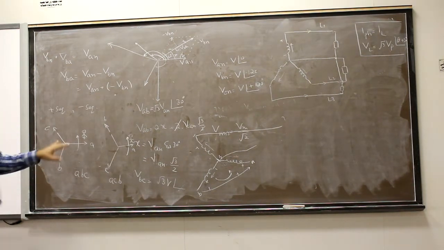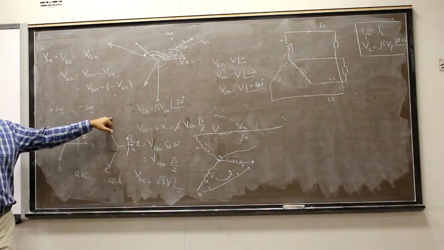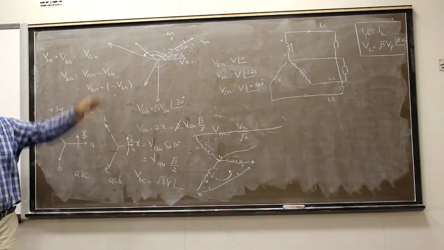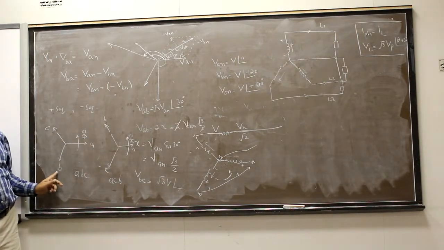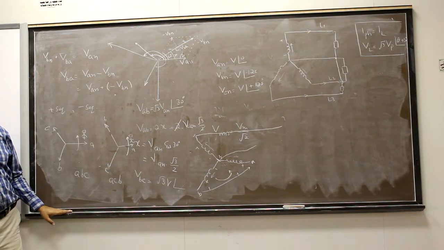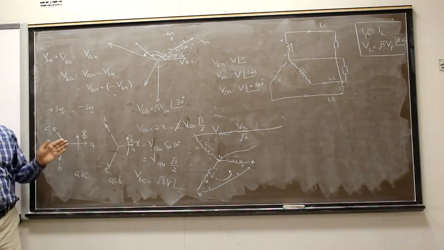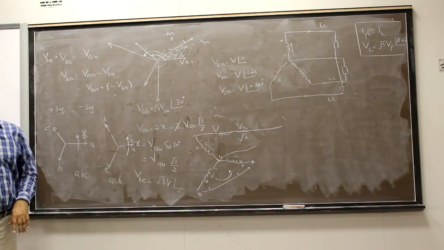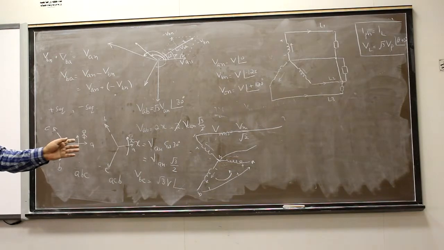Otherwise, if you join this B with this B, are the magnitudes the same or different? If you join this B with this B, the magnitudes will be different. Angles will be different. So there will be spark, blast. So it is not easy.